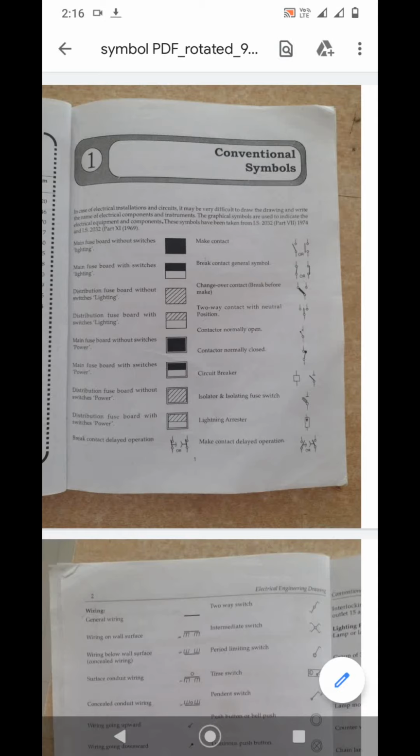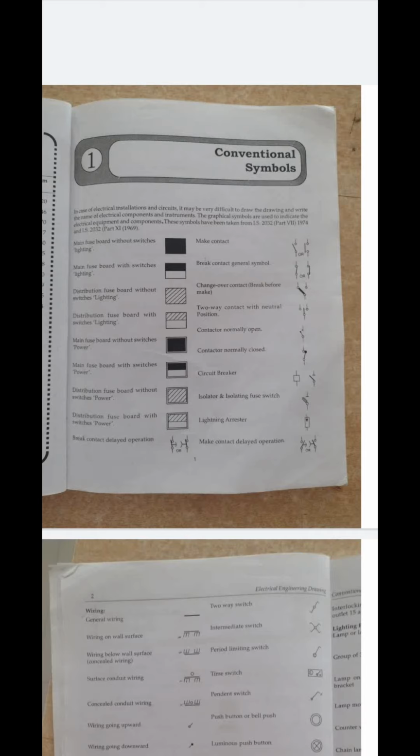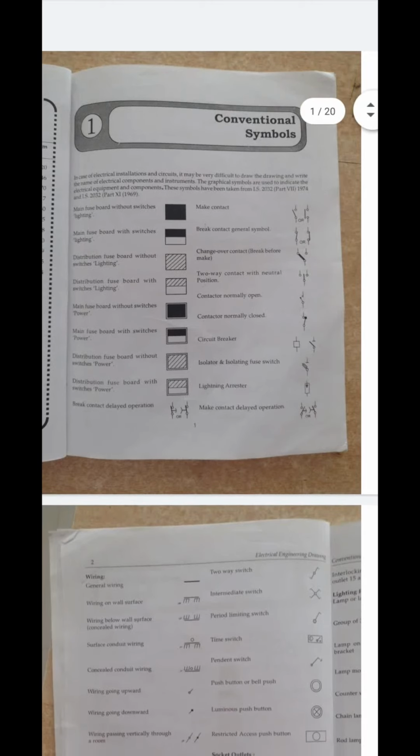If you don't have the knowledge about electrical symbols, you can't read this electrical drawing. So it is a must to have the knowledge about various electrical symbols before drawing. Then we can see various types of electrical symbols. See, these are the various types of symbols which can be used in electrical drawing.